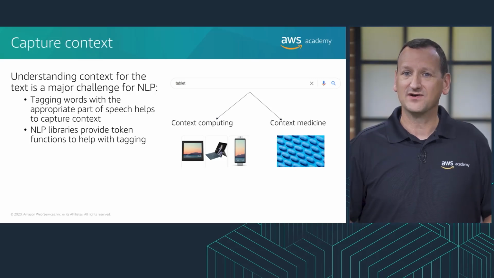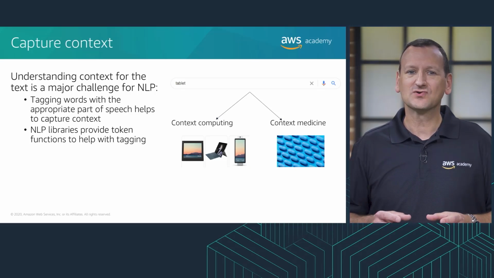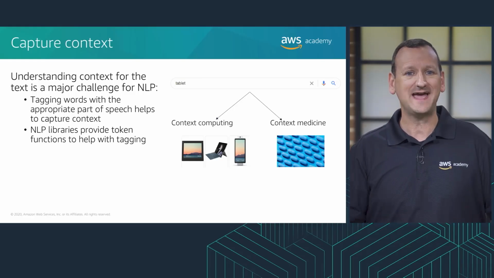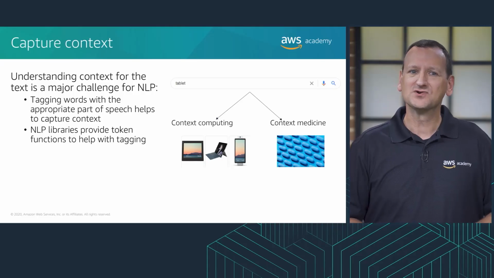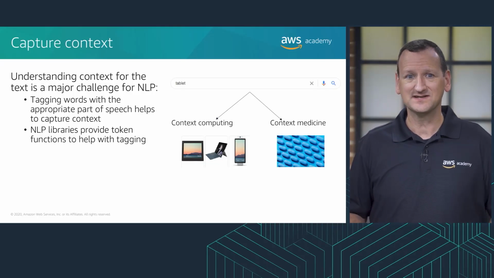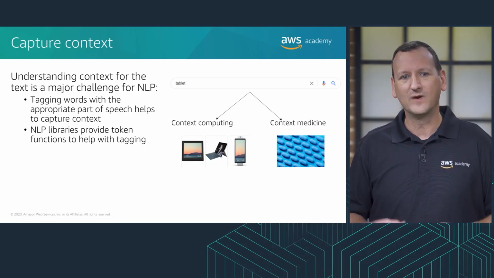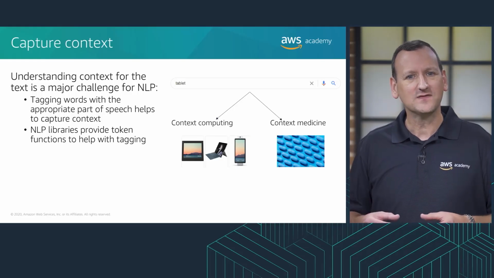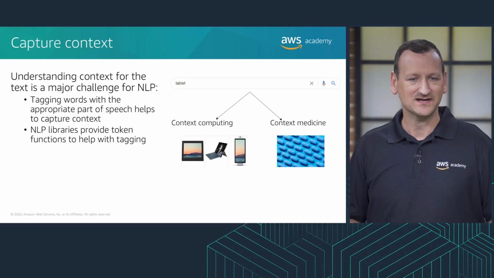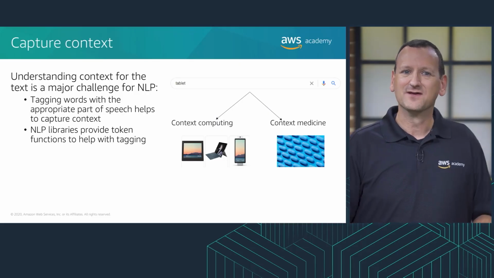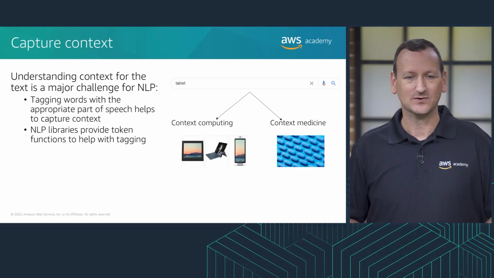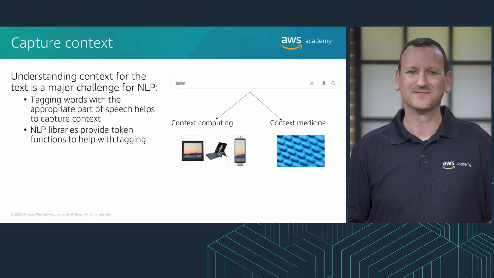One of the biggest challenges for NLP is how to describe the context for the text. Consider this example, where a user is searching for the term tablet. Because the word tablet has at least two distinct meanings, the search engine needs to know which meaning the user has in mind. Most search engines rely on the most commonly used context, if the term isn't qualified further. For example, by adding another term like medicine or computing to the search.